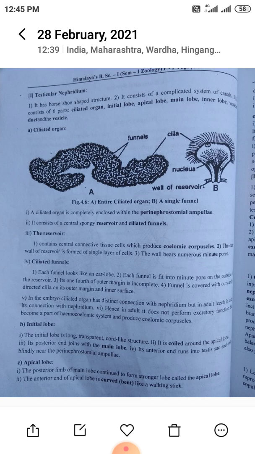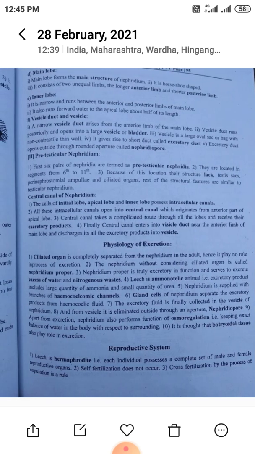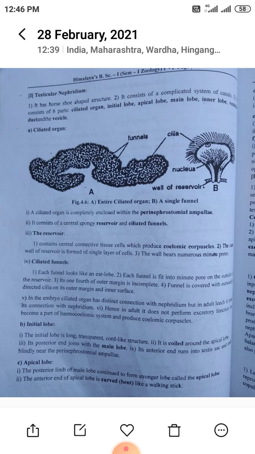First, testicular nephridia. What is meant by testicular nephridia? We will discuss the shape of testicular nephridia. It has a horseshoe shape structure. A horseshoe shape is like a magnet. Testicular nephridia look like a horseshoe shape structure. It consists of a complicated system of canals. Testicular nephridia are made by a complicated system of canals.